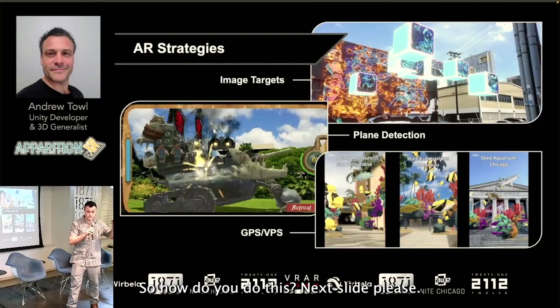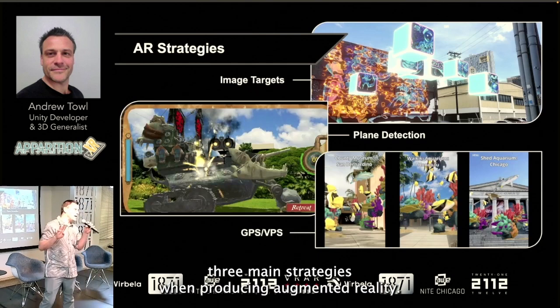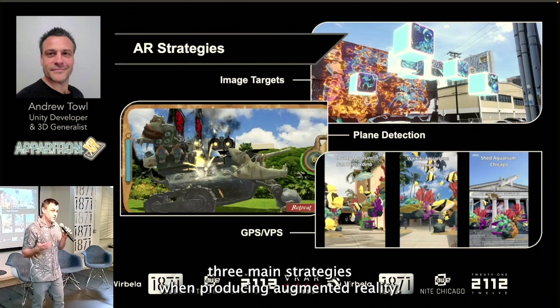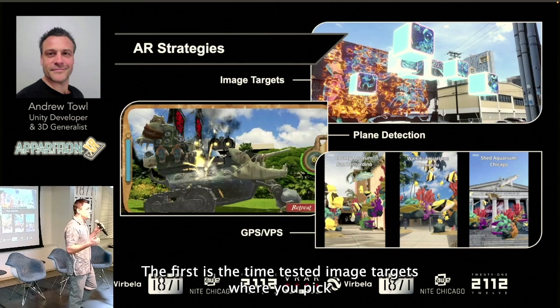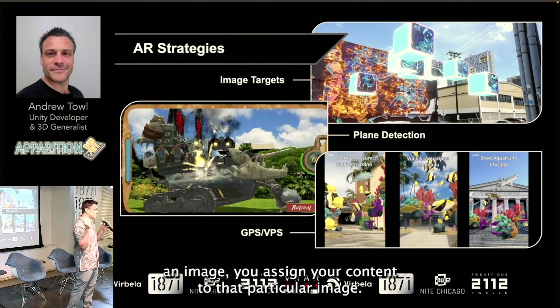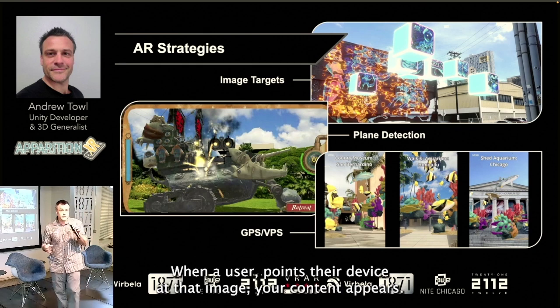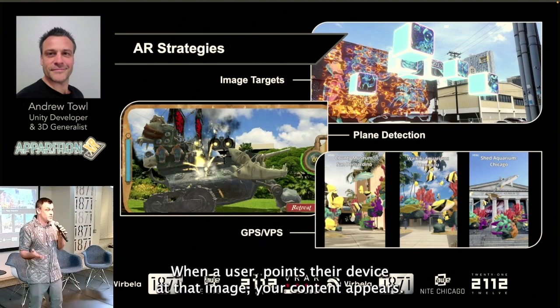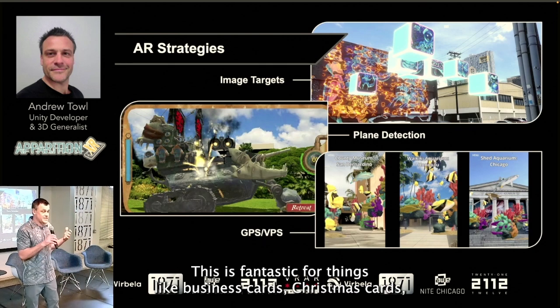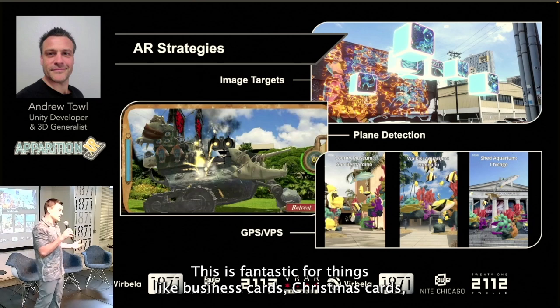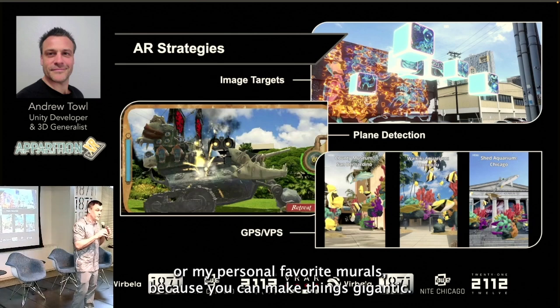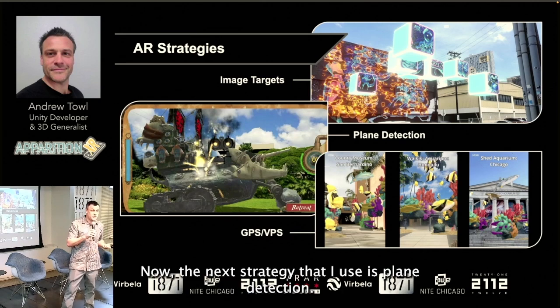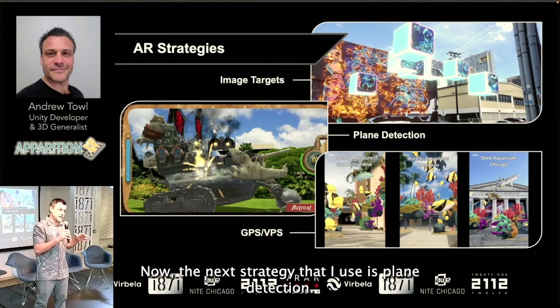Next slide, please. So I use three main strategies when producing augmented reality. The first is the time-tested image targets, where you pick an image and assign your content to that particular image. When a user points their device at that image, your content appears. This is fantastic for things like business cards, Christmas cards, or my personal favorite, murals, because you can make things gigantic.